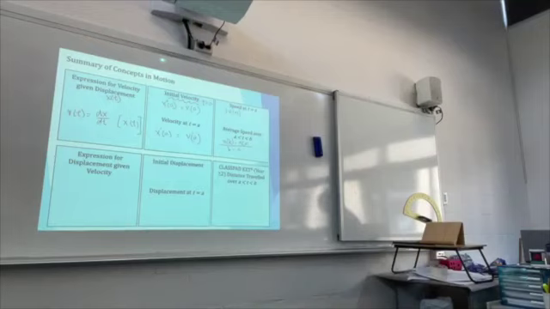So the expression for displacement given a velocity v(t): we integrate v(t) with respect to dt. That will give me x(t) plus c. Again, think about the initial value problem. You need to know c. So the initial displacement, x(0), will then equal c. And displacement at time t equals a is x(a).